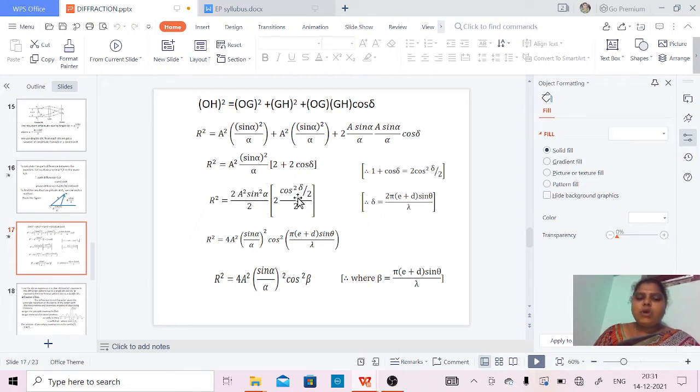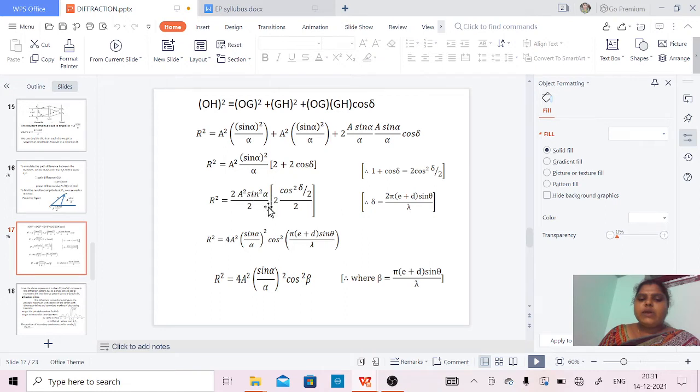Now here is a small modification, you can just make it in your notebook. Here, A square sin square alpha by alpha square, and instead of this, 2 cos square delta by 2, there is no need for these 2's. Okay, and here let us see what will happen.